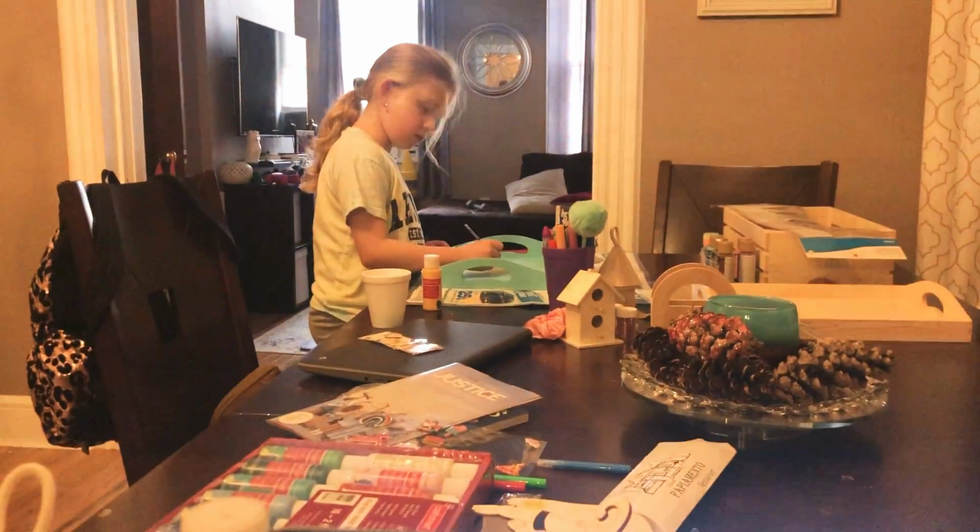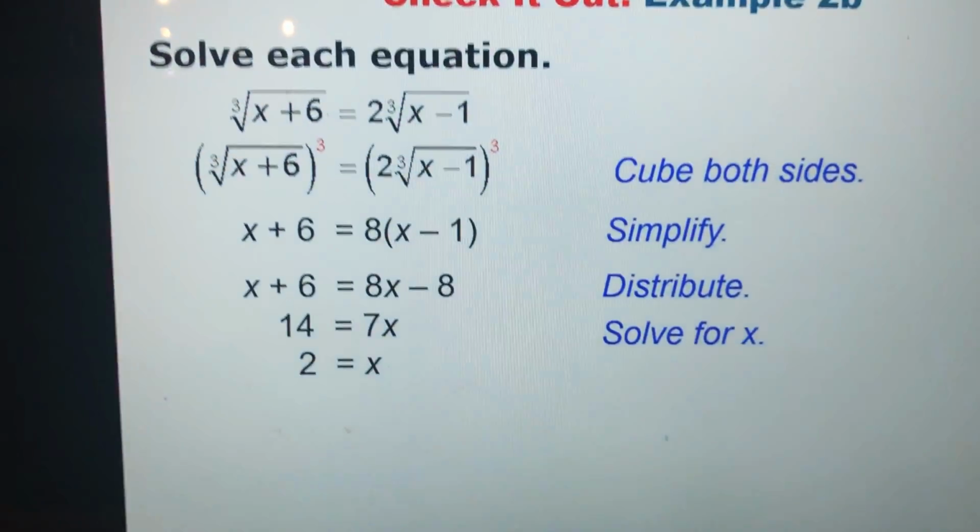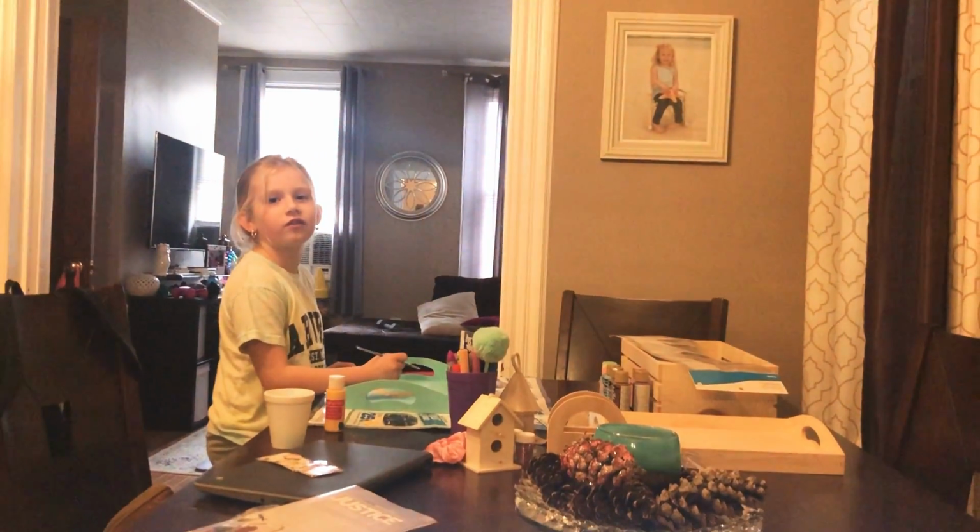Look at my daughter doing art project. Isn't she cute? I'm on my third coat of the sunflower. Cute.